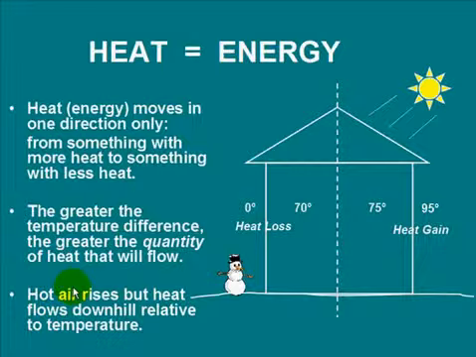Hot air rises. Okay? Hot air rises, but heat flows downhill relative to temperature. Why is this important? Because if you're going to supply heat from overhead, and you have a halfway decent velocity, and you can penetrate that room with that temperature, the heat from the high point will flow to the cold point. Not the hot air. The hot air is going to rise up around the ceiling. You're going to get a convection current. All right, the cold air is going to fall.